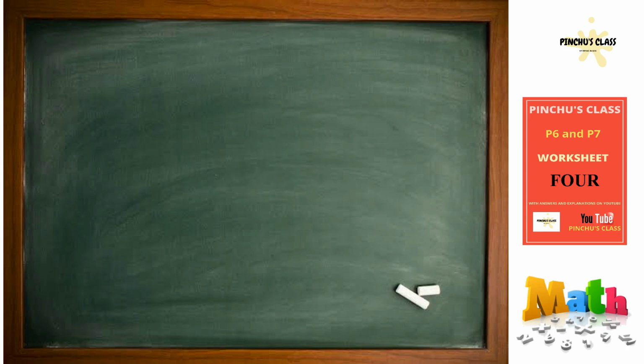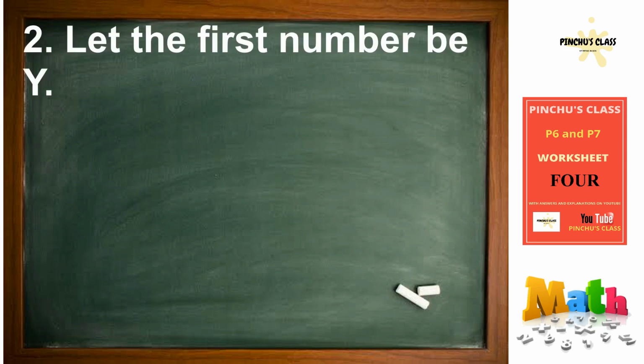Number 2, they have told us the sum of 3 consecutive odd numbers is 39. List down all the numbers. So what you're going to do in this number, we first of all say let the first number be y. Yes. So the first number is y. The second number is going to be y plus 2. And then the third number is going to be y plus 4.